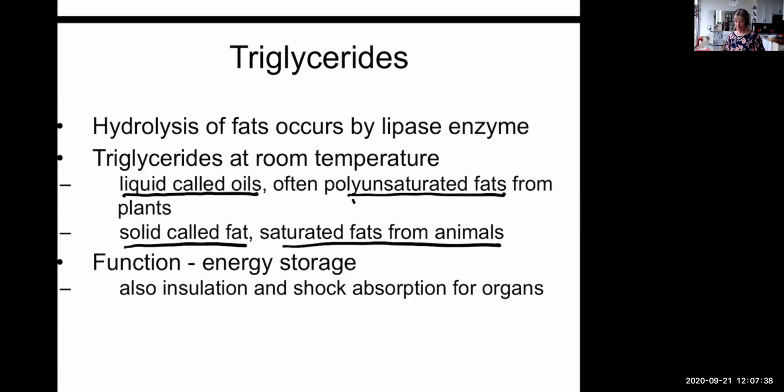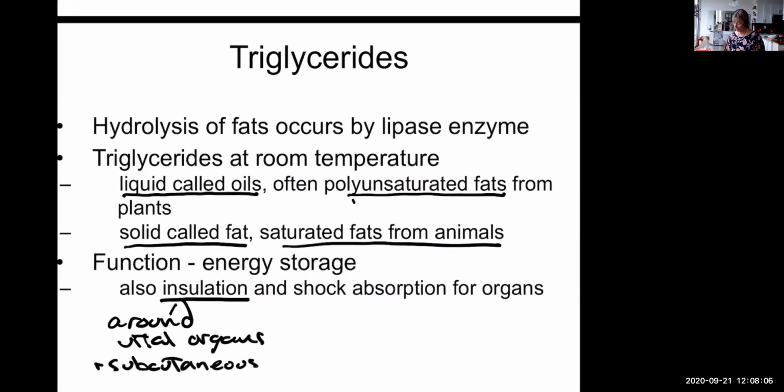The function is energy storage. So if you use up all of your carbohydrates, your next source of energy will be your fats, your triglycerides that are stored. But also, fats provide insulation, particularly around vital organs, and subcutaneously to keep your body warm, and shock absorption for organs as well. Hopefully we'll get to do some dissections, and you'll see that the eye, for example, is completely covered in fat. It protects it from hitting the eye socket, which is bone.